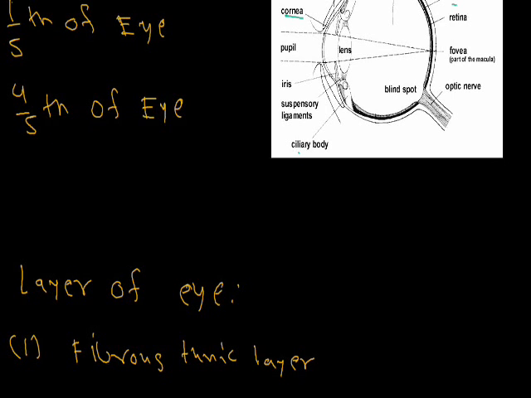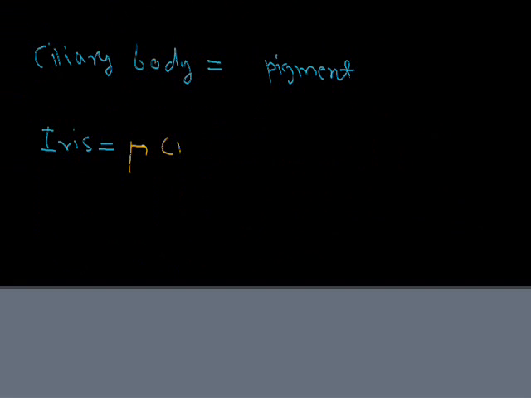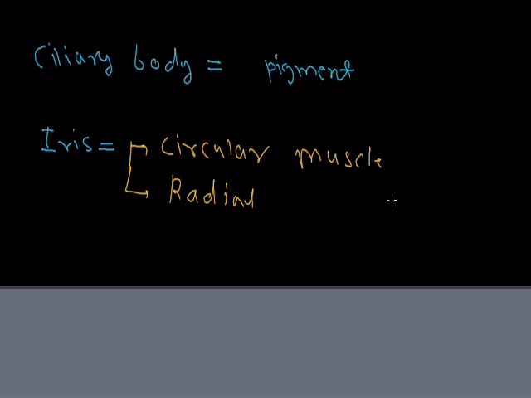Now we discuss the iris. This part is the iris. The iris controls the diameter of the pupil. This area is the pupil, and the pupil diameter is controlled by the iris. The iris also has two types of muscles, circular muscles and radial muscles. Both muscles control the diameter of the pupil.